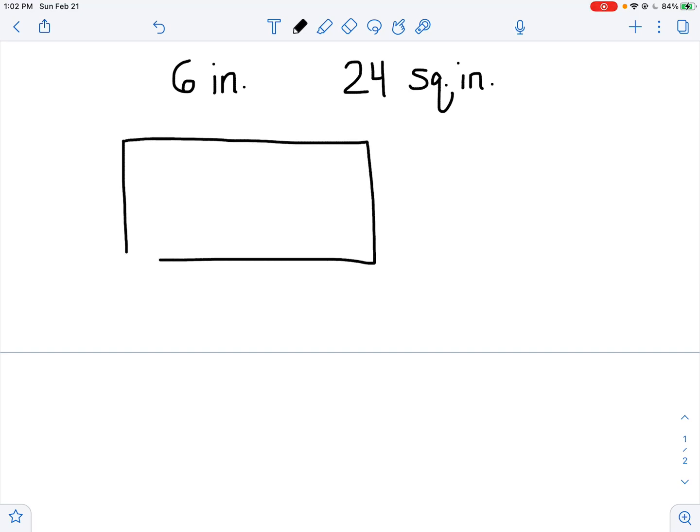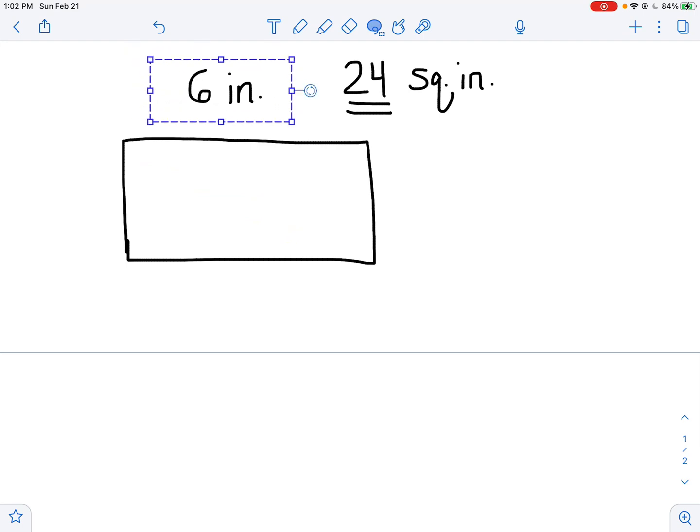So what if I told you that you need to create a rectangle that has a side length of 6 inches and a total of 24 square inches? Okay, if those were the given parameters. Well, you know you have to make a rectangle, right? And you know you're going to use a total of 24 square inches. That means inside this rectangle here, you're going to have 24 squares. You also know that one of your side lengths is going to be 6 inches.